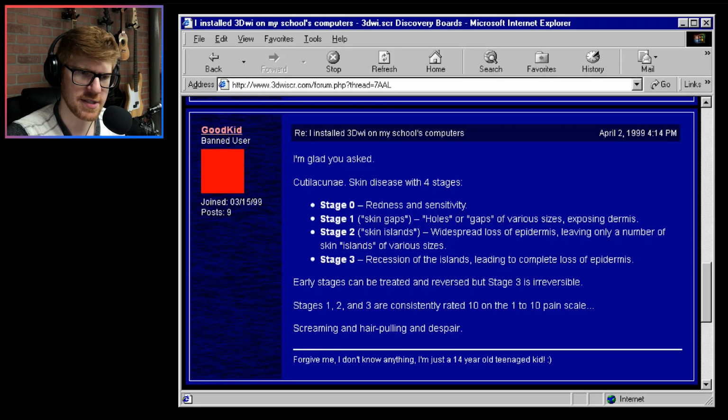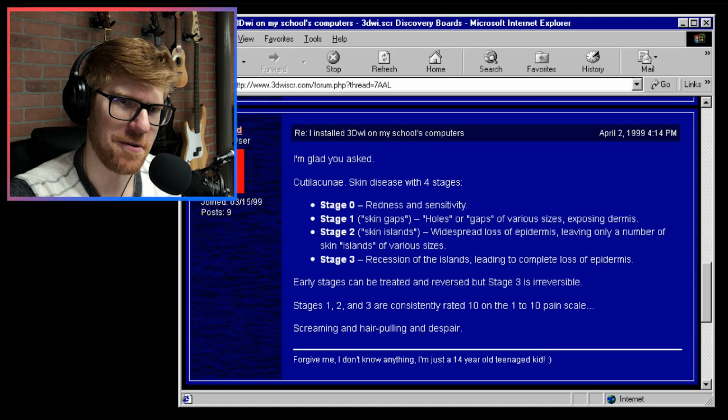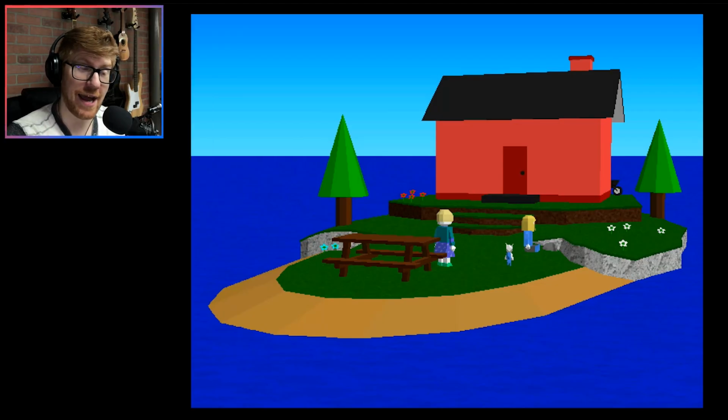Stages 1, 2, and 3 are consistently rated 10 on the 1 to 10 pain scale. Screaming and hair pulling and despair. Okay. It didn't really leave a lot of room for escalation there, but that's, I guess, fine. Why is it talking about islands, though?